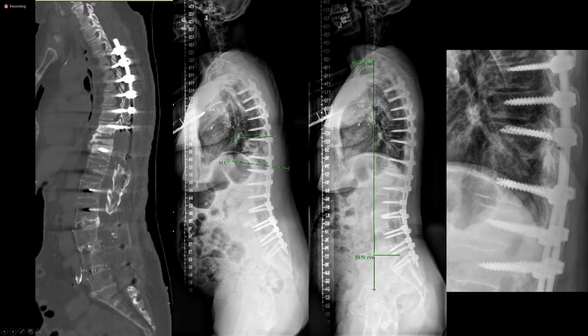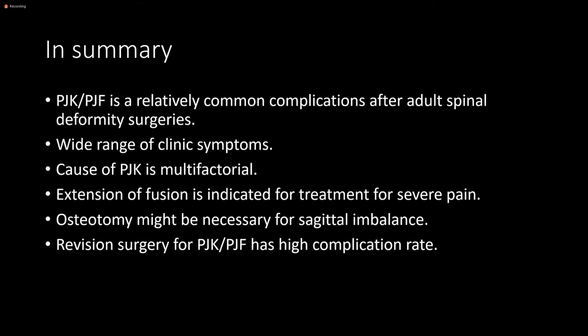And on the right is the X-ray from 1 year after the PSO. She healed the PSO site, she's asymptomatic and she doesn't have another PJK yet. So in summary, PJK-PJF is a relatively common complication after adult spinal deformity surgeries.